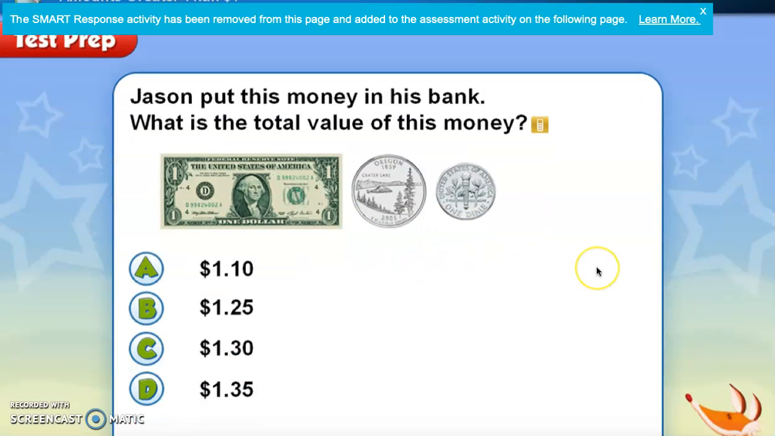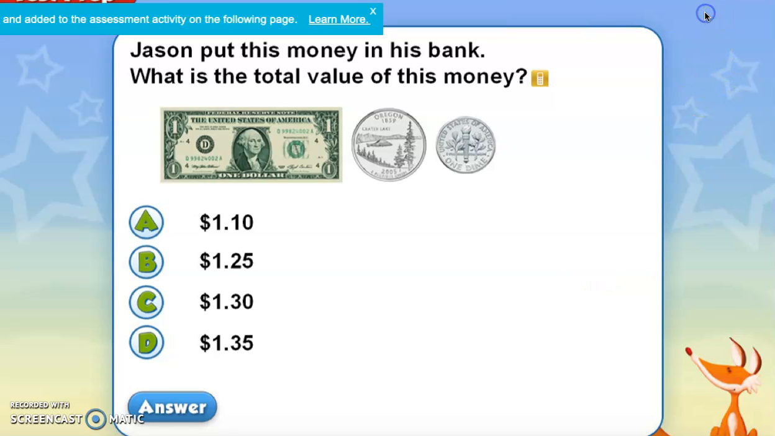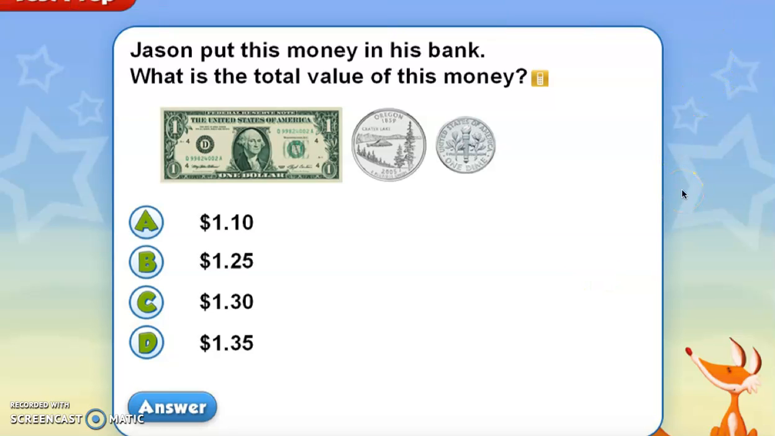Okay, and so our last question. Jason put this money in his bank. What is the total value of this money? So we have a dollar bill, so we know he already has a dollar. We have a quarter, and we have a dime. So we have $1 and 25, 35. So the answer to this question would be that Jason has put in $1.35 in his bank. Okay?